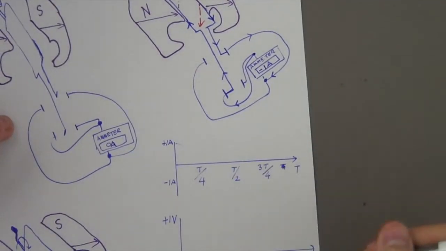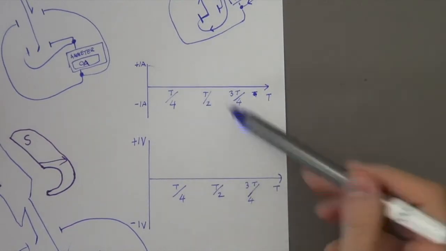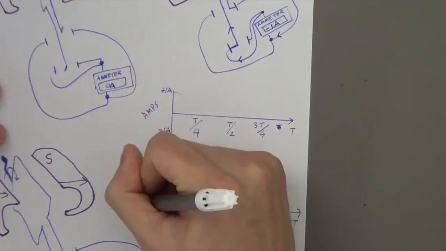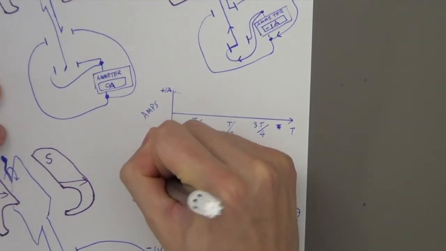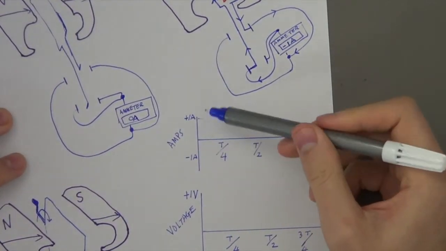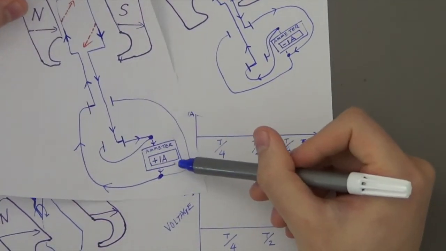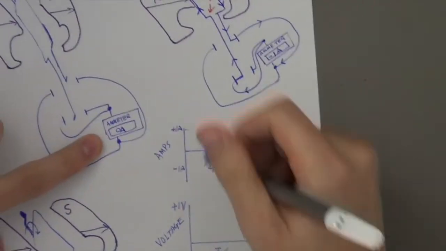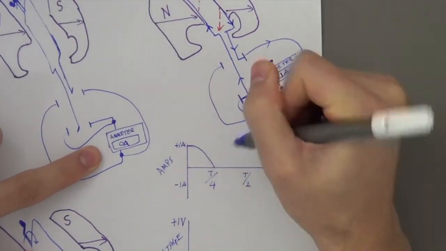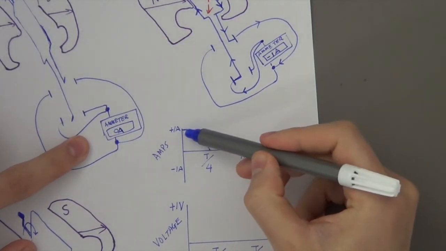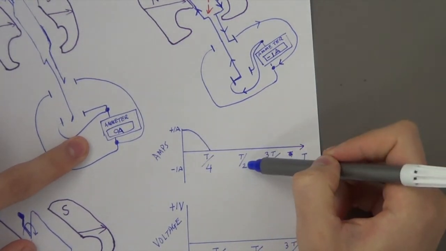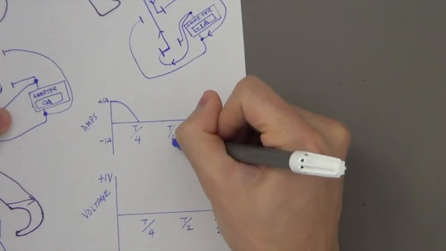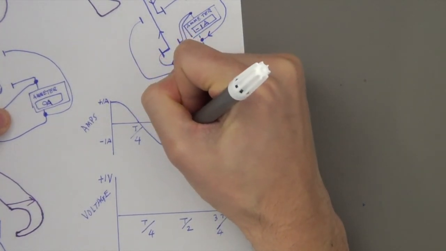Lastly, I've just drawn these two sets of scales here. This is the amps, or the current, and this is voltage. I start off with 1 amp at t equals 0. A quarter of the cycle, notice we get 0 amps. So the waveform is going to look something like that, with a maximum positive amps. When we get to t over 2, halfway through the cycle, we get minus 1 amps. So I'm going to go down there.